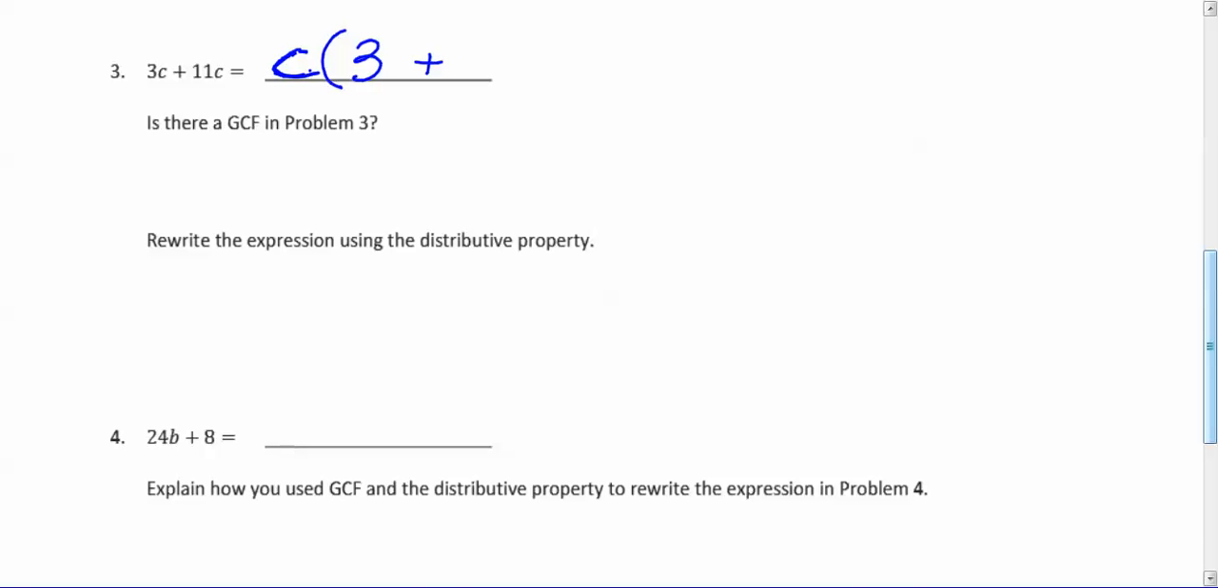We just said that to get 3c, we multiply c times 3. So to get 11c, we multiply c times what, though? We have c times what will give us 11c? 11, yep. Make sense? Yeah.